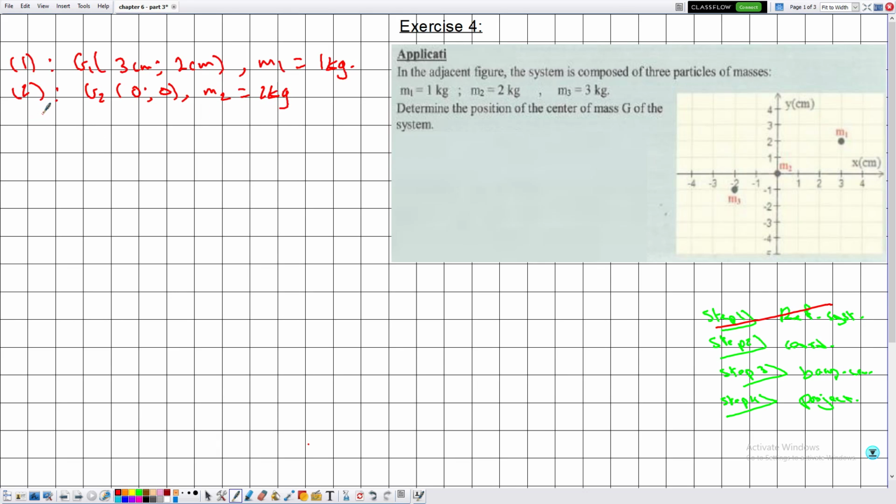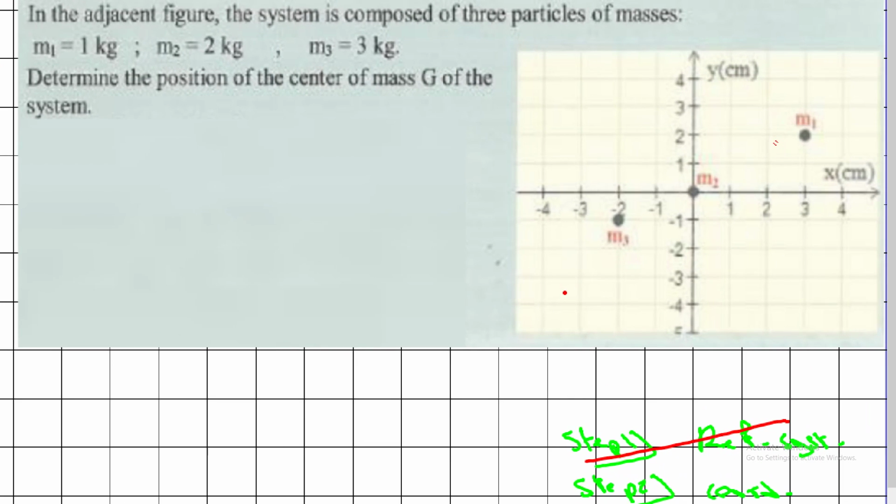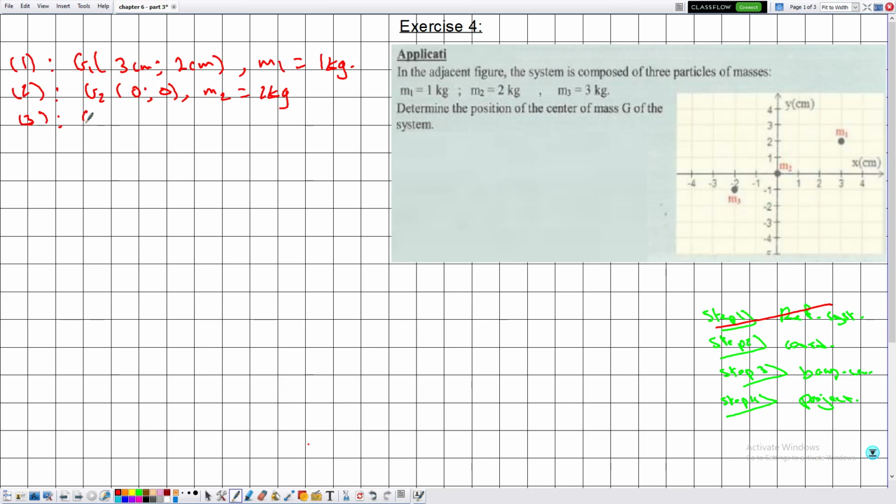And as for particle 3, which is located in this quadrant, it has coordinates of -2, -1, expressed in centimeters. And its mass is given by M3 is equal to 3 kilograms. Then we are done with step number 2.